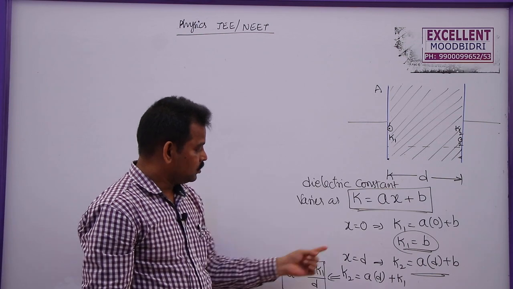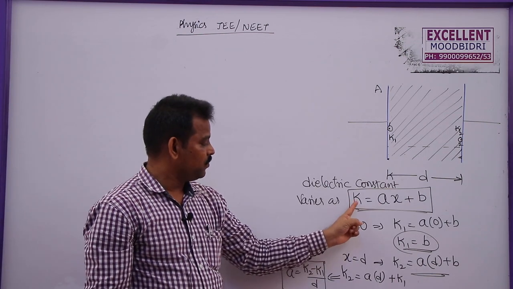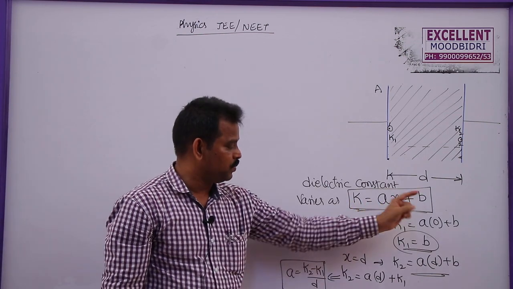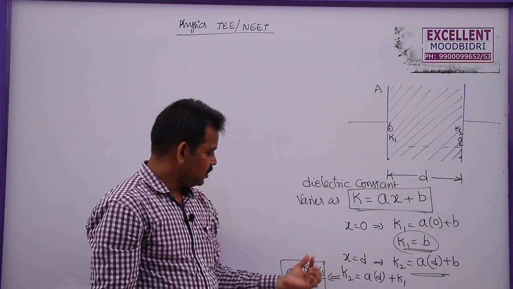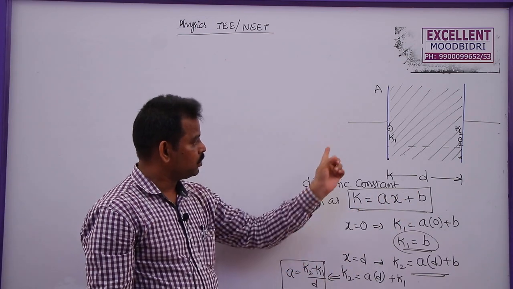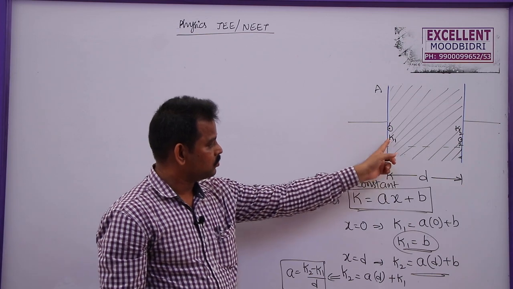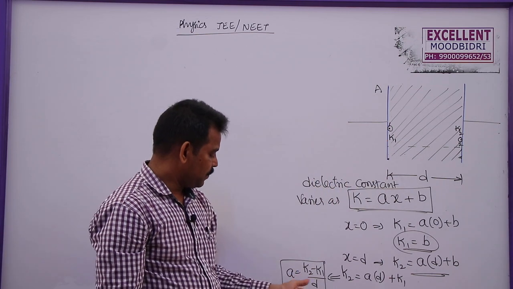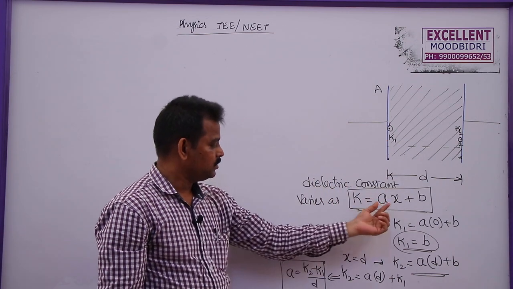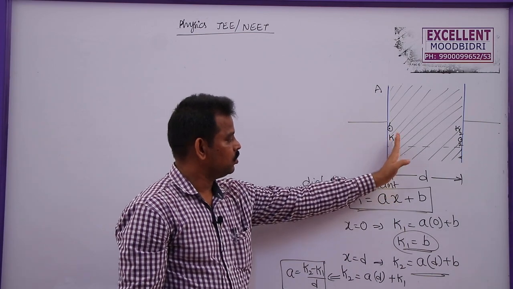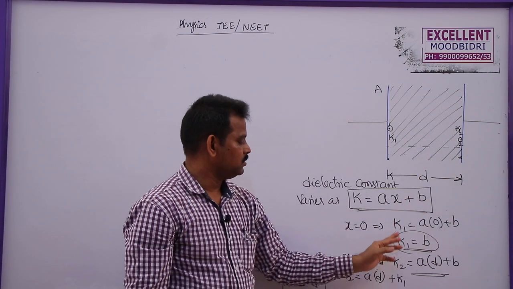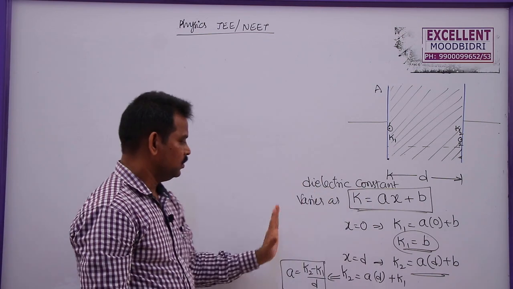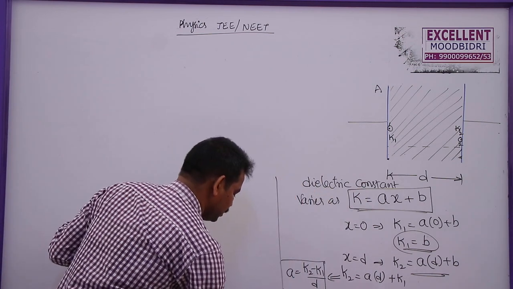So what is the constant here? K is varying according to the equation AX plus B. But what is this A? A is the difference between the two dielectric constants at the two ends of the capacitor divided by the distance between the two plates. X is the distance from 0 up to D, and B is a constant which is equal to K1. So this is the given condition.